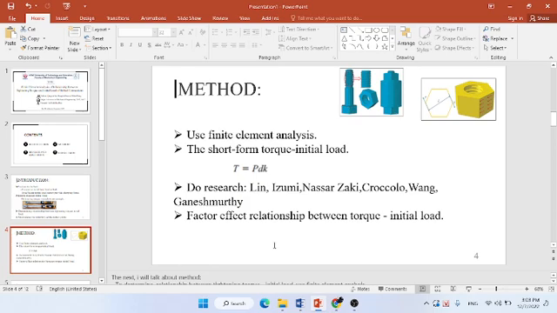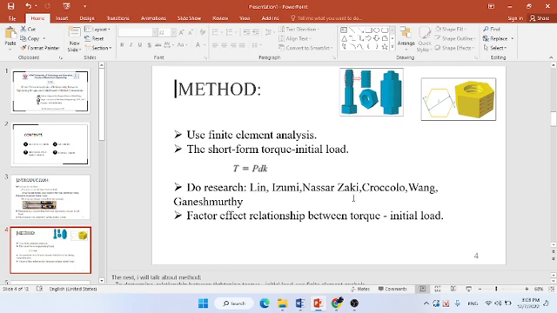Next, I will talk about method. To determine the relationship between tightening torque and initial load, we use finite element analysis. Finite element analysis includes finite element models, mesh, material properties, contact conditions, and boundary conditions and loads.